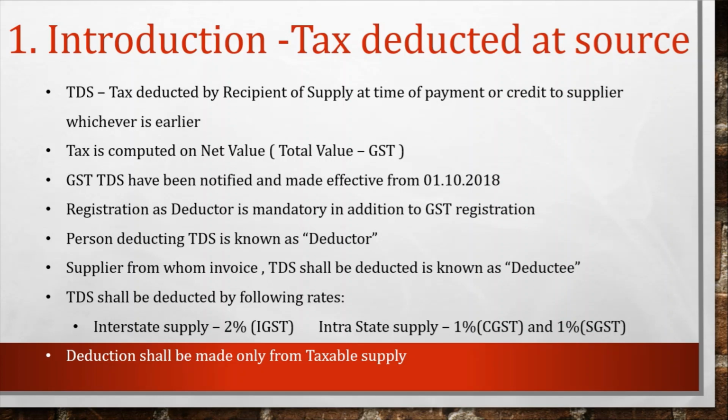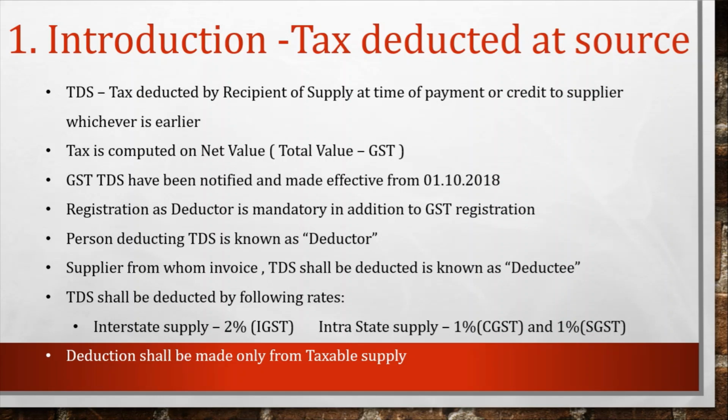not the invoice value. The TDS concept was notified by the government on 1st October 2018, and it is mandatory for the person who is liable to deduct TDS to take a separate registration number, in addition to the GST registration number he has in normal cases. The customer who is deducting is known as the deductor, and the supplier of services or goods is known as the deductee.